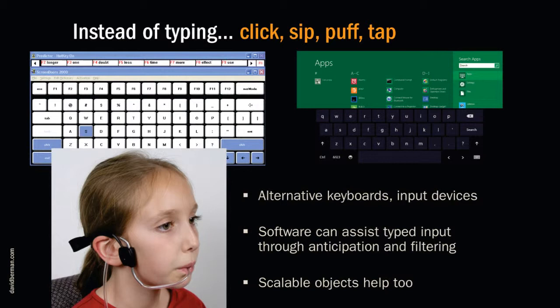Now, if you can't type as well, you could perhaps use different parts of your body to simulate typing. I'm showing a picture of a child wearing a sip-puff device. This is a device for, let's say, someone who's quadriplegic, with no use of their limbs below the neck. Wearing this headset, she can sip and puff on a straw, and that's just like left-clicking or right-clicking a mouse. And by moving her head around, that's like moving the mouse around. So using this device, she can navigate any website in the world.